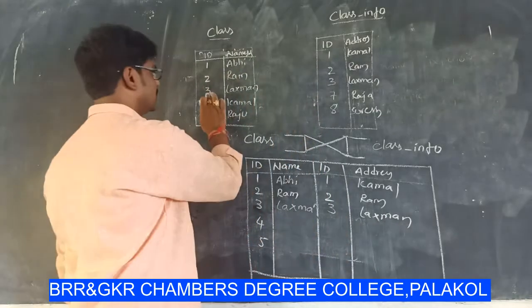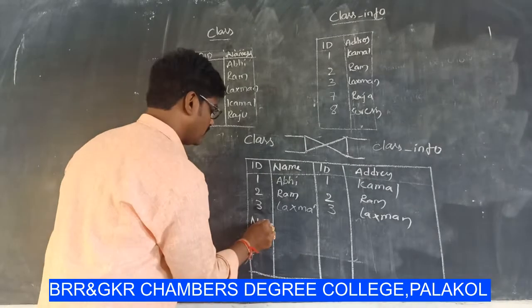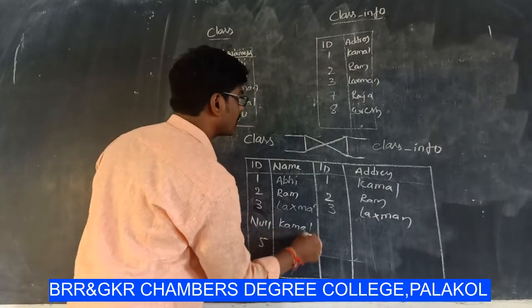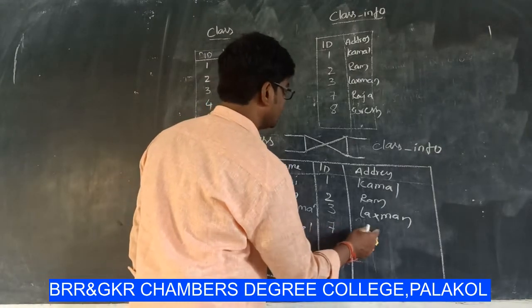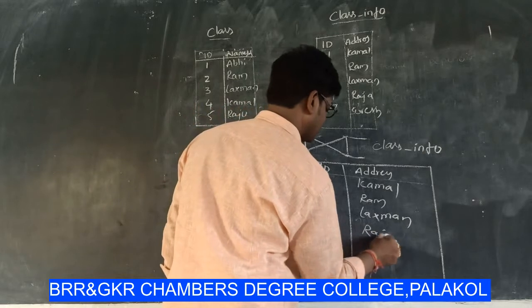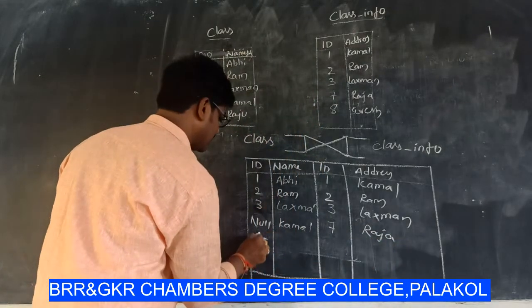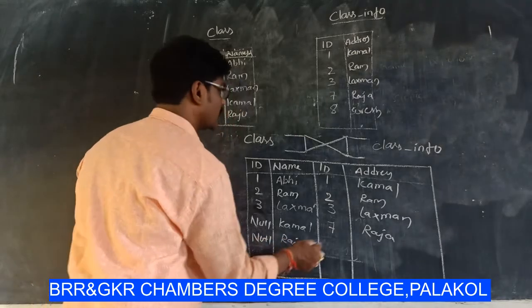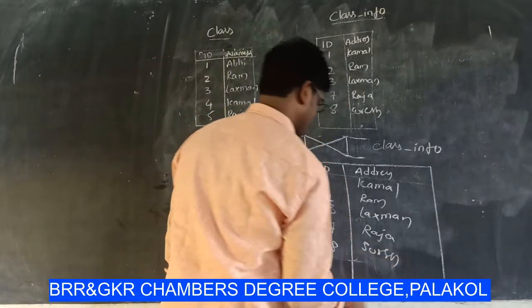So 4, here there is no 4. Okay, we have to apply null. So null, Kamal, 7, Raja. Okay, and 5, there are null values. Null, Raju. Okay, 8 and Suresh.